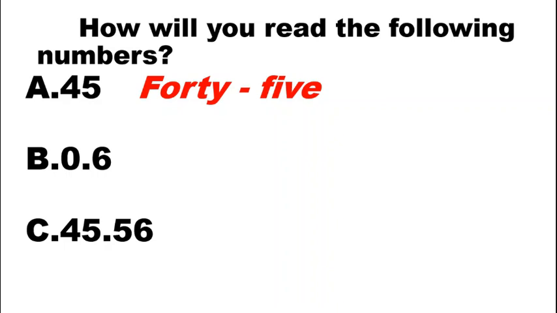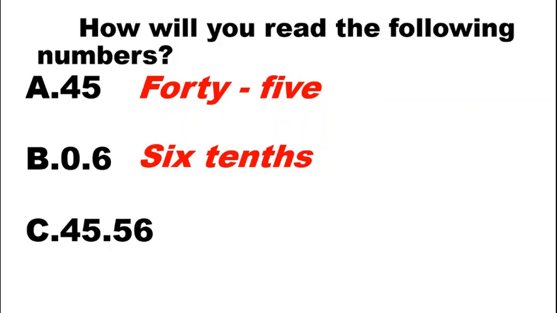Let's try letter B. That's right, 6 tenths. We all know that after the decimal point, the place value is tenths. So we read the number and the place value after it: 6 tenths.